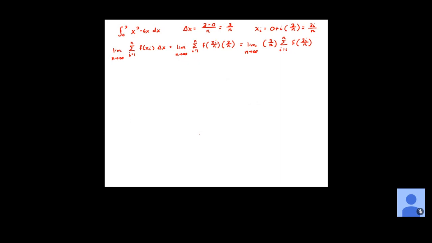All right, now we need to evaluate f of 3i over n. Well, we have our function, x cubed minus 6x. We're just going to substitute 3i over n into that function now. So now we have the limit as n approaches infinity, and we have our 3 over n out front, we have our summation from 1 to n, and now when I substitute into my function, I'm going to get 3i over n to the third power minus 6 times 3i over n. So just in place of the x values in the function, we're substituting 3i over n there. Any questions on that step?